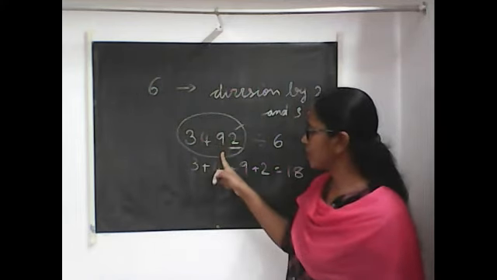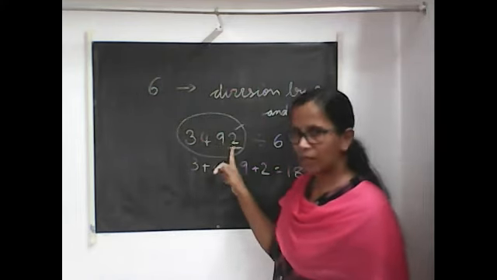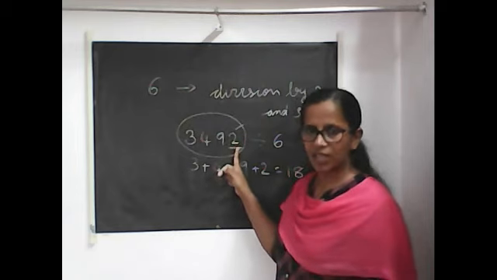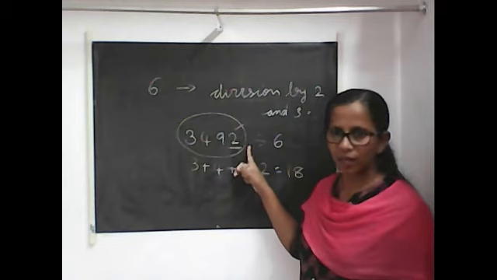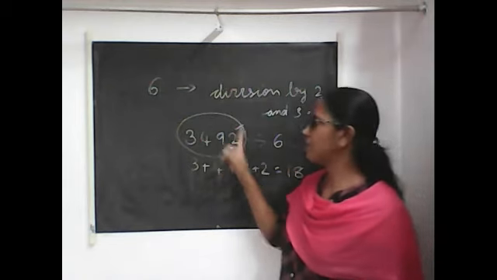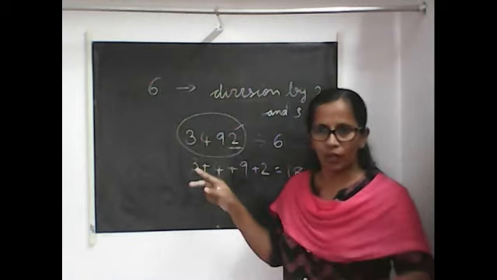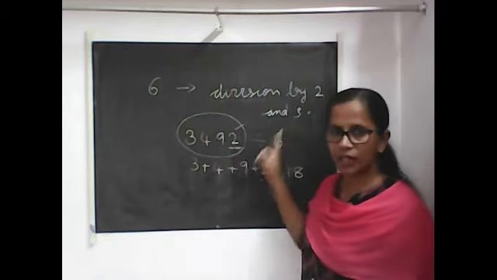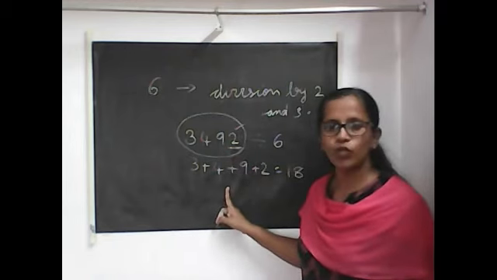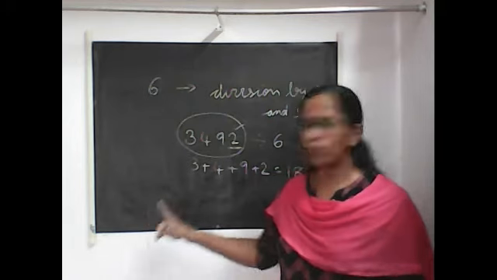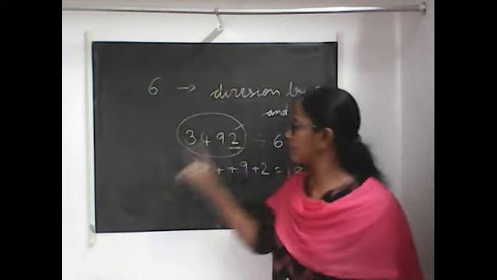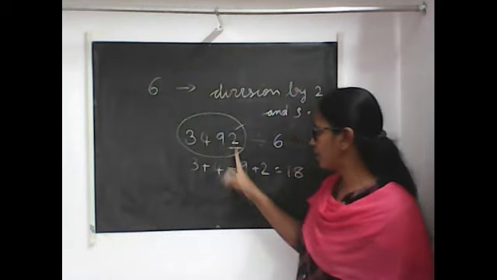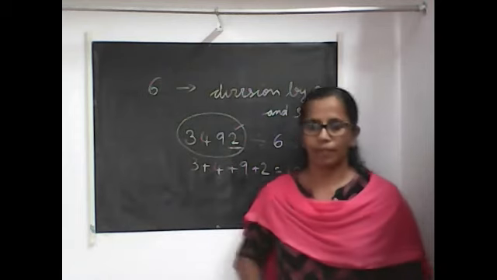Since in this given question, it is an even number, by looking at the end digit, that is the ones place digit, we understood that it is an even number. Since it is an even number, it will be divisible by 2. So the first condition is over. Next, go to the second condition, whether it is divisible by 3. In order to check the divisibility by 3, you have to add the digits together. 3 plus 4 plus 9 plus 2. We added and we got 18 as a sum.